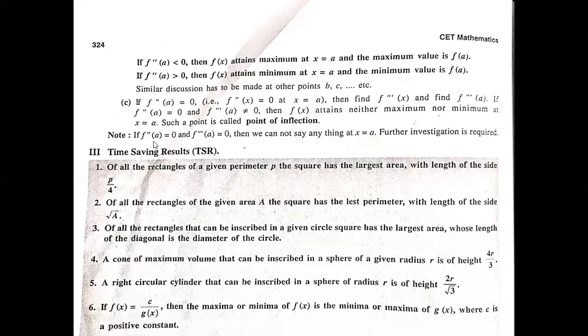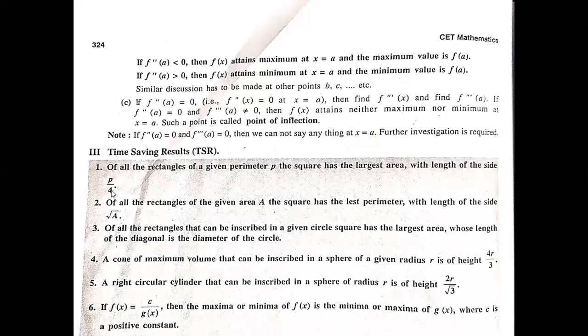Next, some time saving results. Of all the triangles of a given perimeter P, the square has the largest area with the length of the side P by 4. For suppose perimeter is given, any perimeter, for suppose 5 or 7, if 5 is given, then 5 by 4 is the required answer.